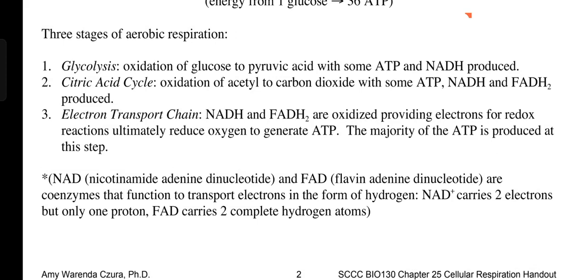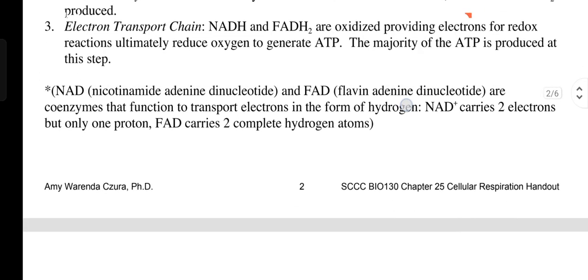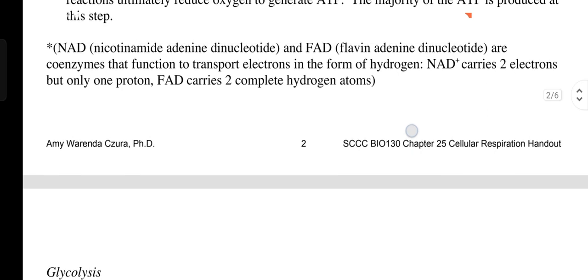Oxidation of glucose to pyruvic acid, with some ATP and NADH produced. Number two, citric acid cycle: oxidation of acetyl to carbon dioxide, with some ATP, NADH and FADH2 produced. Number three, electron transport chain: NADH or FADH2 are oxidized, providing electrons for redox reactions that ultimately reduce oxygen to generate ATP. The majority of the ATP is produced at this step.